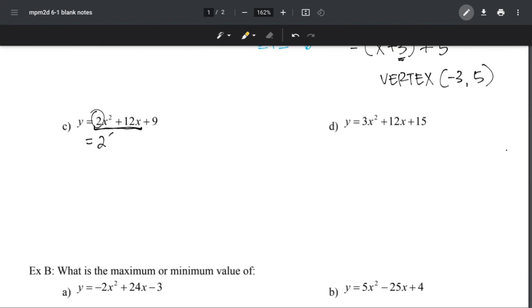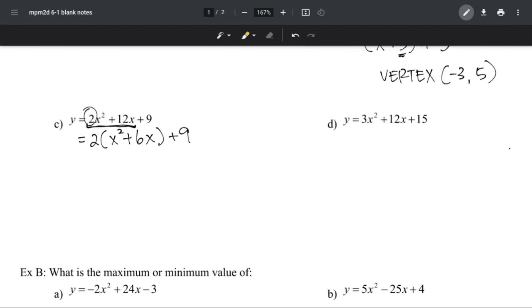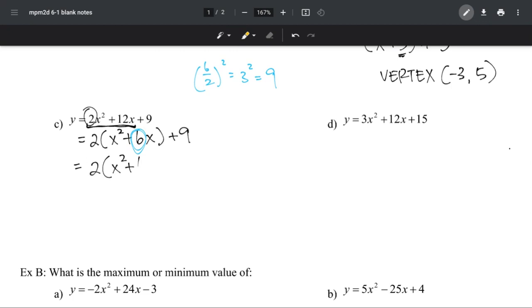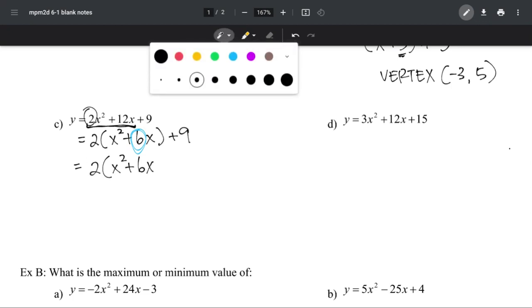So I'm going to do 2 times (x squared plus 6x plus 9). Okay, so all I did was factor the 2 out of the first two terms. Then I'm going to take this 6 here. I'm going to do the same thing as I did before, 6 divided by 2 squared, which is 3 squared, which is 9. So I'm going to add and subtract 9 inside of the brackets. x squared plus 6x, I'm going to do plus 9 minus 9.